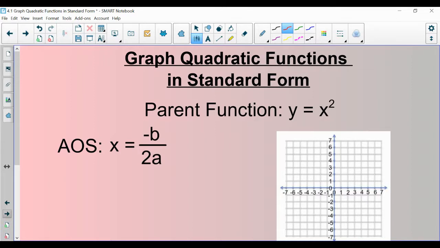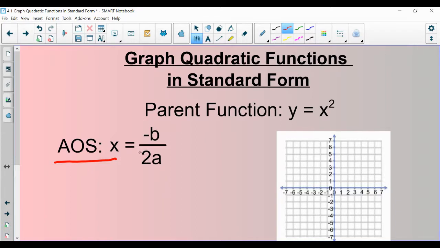So let's go ahead and graph this parent function, y equals x squared. In order to graph any quadratic function, what I want you to first do is to find the axis of symmetry. Remember that that's the vertical imaginary line that would divide our parabola perfectly in half. The axis of symmetry can be found at x equals negative b over 2a.